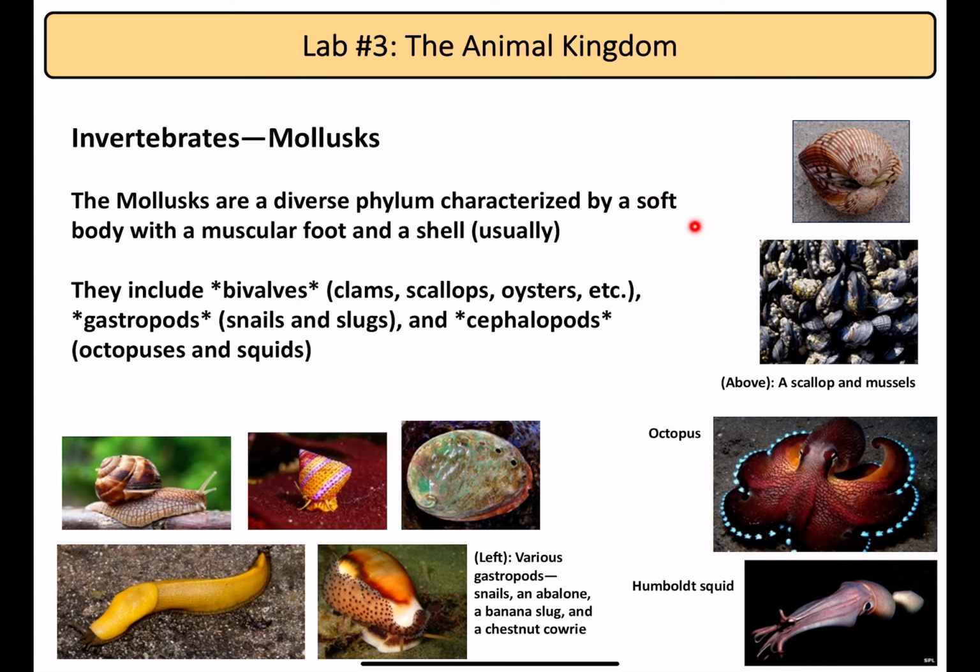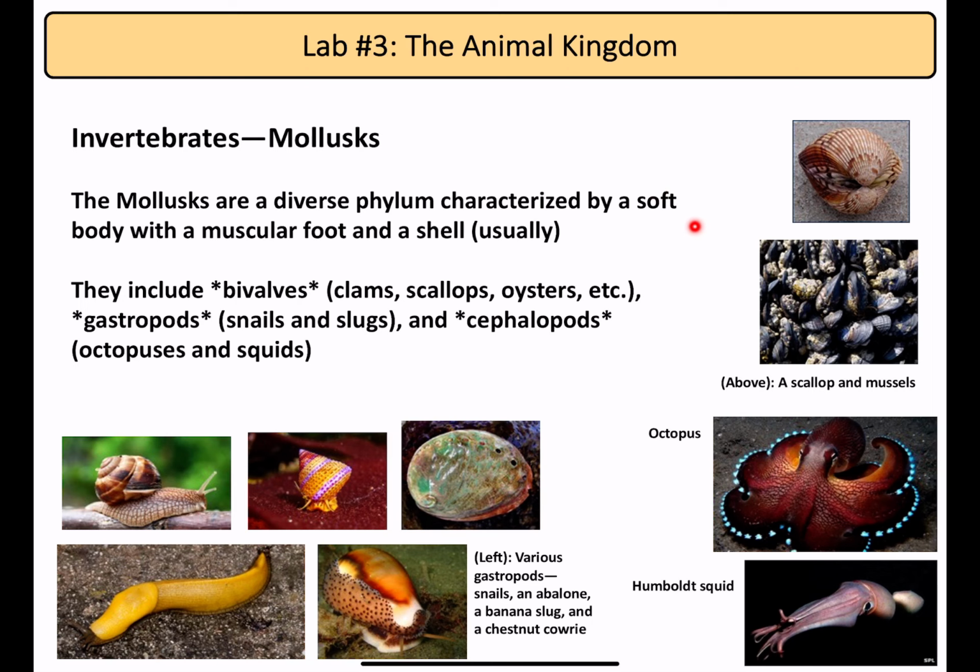Many of them have shells. Also, many of them have a feeding organ called a radula, which is like a serrated knife, which helps them to break down food. So squid have that, snails have that. For instance, if you let a snail crawl on your arm, you can feel it scratching you with that radula, that knife-like structure.